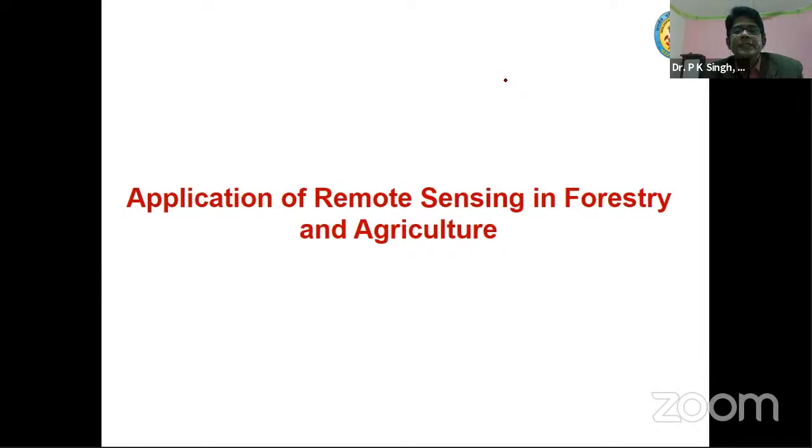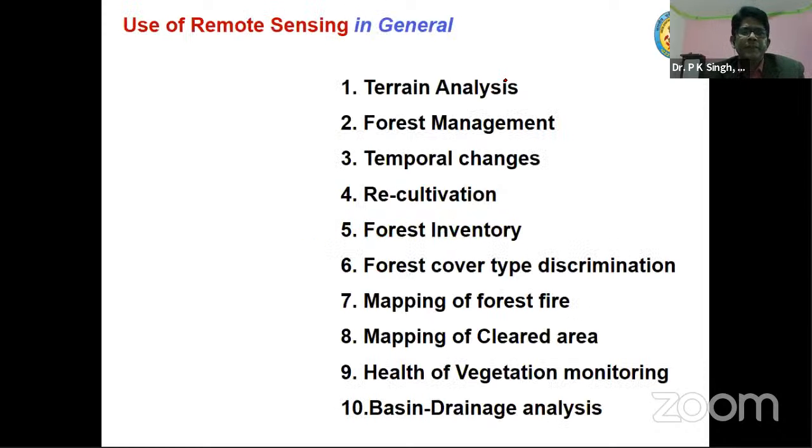Application of remote sensing in forestry and agriculture. See, different information you can extract using terrain analysis, forest management, temporal changes, recultivation, forest inventory preparation, forest cover type discrimination, mapping of forest fire, mapping of cleared areas, health of vegetation monitoring, basin drainage analysis. These are the general classes in which remote sensing data can be used in forestry.